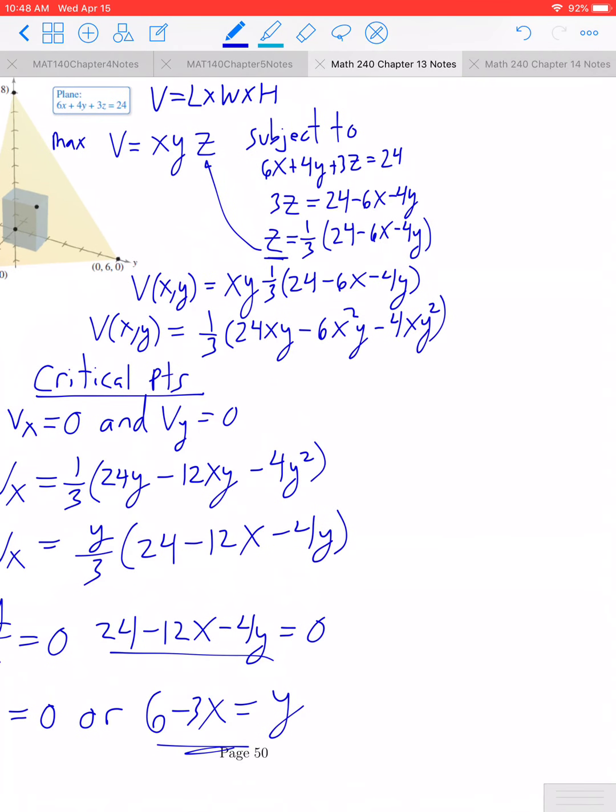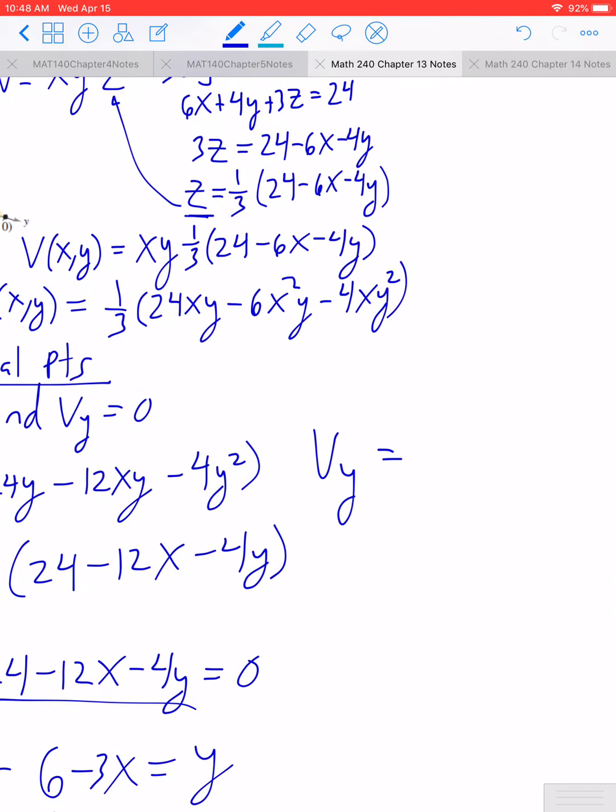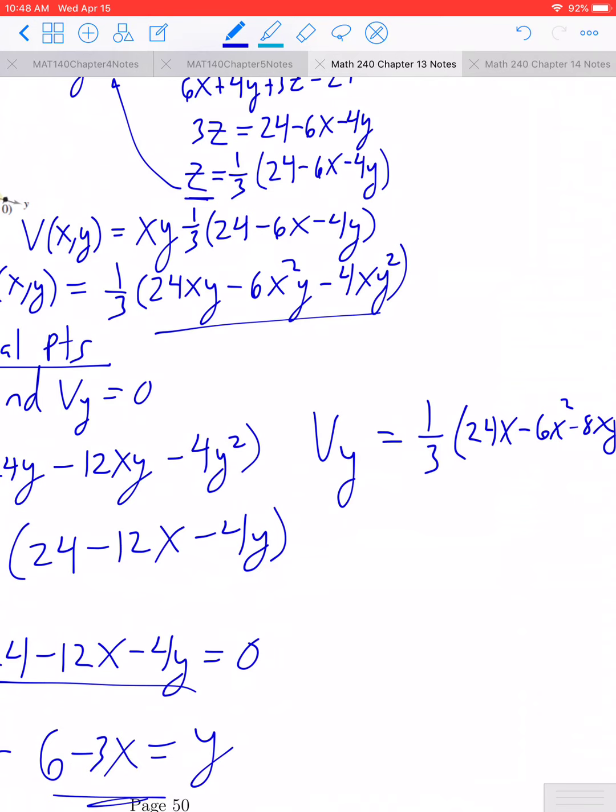If we go ahead and find the partial of V with respect to y, here's my function V. That's going to be 1/3. We're holding x constant now and differentiating with respect to y. So we're going to get 24x minus 6x squared minus 8xy.